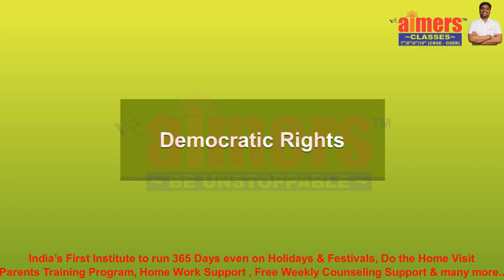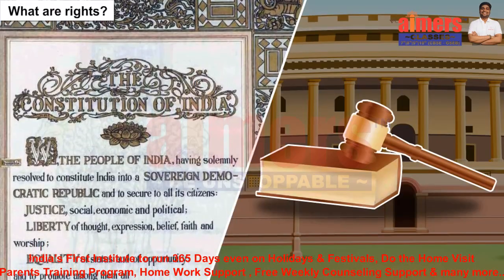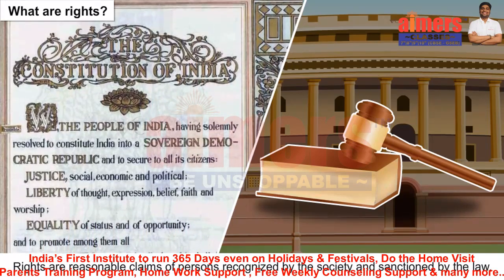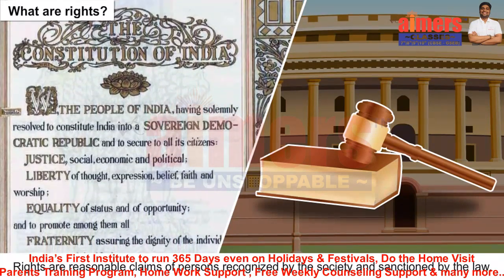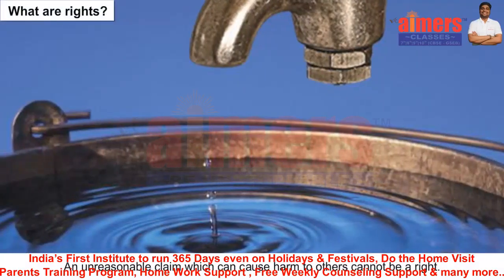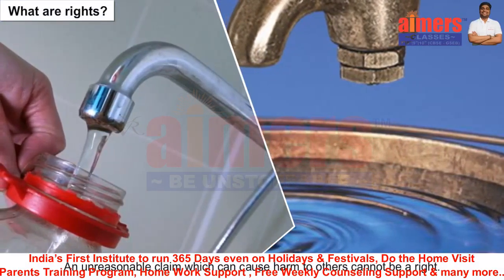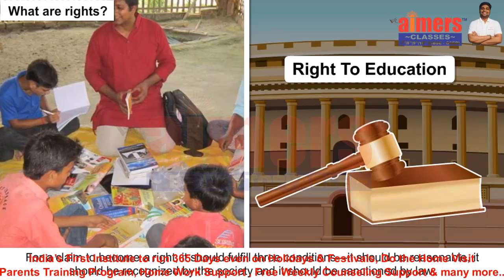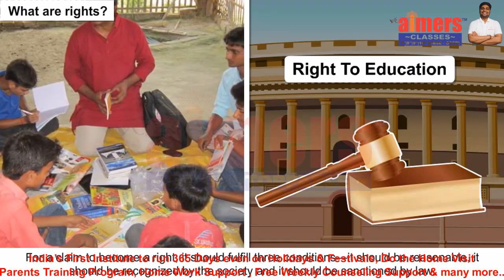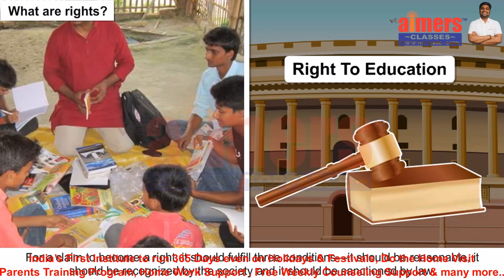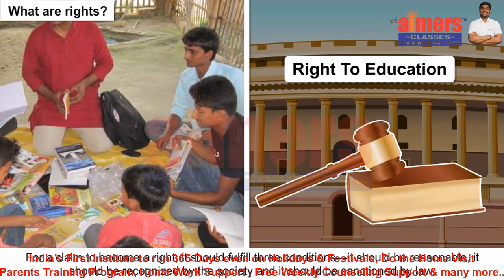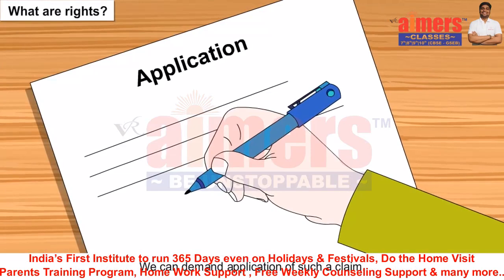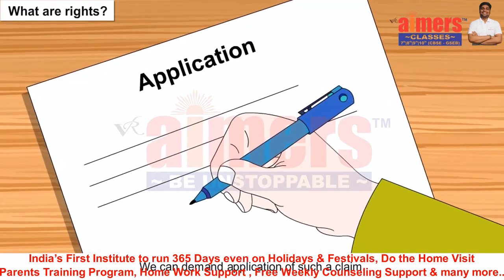Democratic rights. What are rights? Rights are reasonable claims of persons recognized by the society and sanctioned by the law. An unreasonable claim which can cause harm to others cannot be a right. For a claim to become a right, it should fulfill 3 conditions. It should be reasonable, it should be recognized by the society, and it should be sanctioned by law. We can demand application of such a claim.